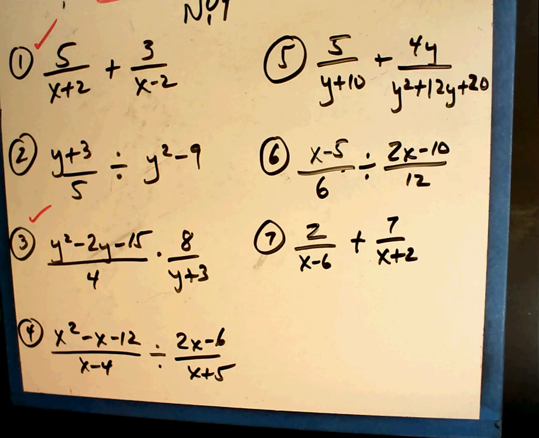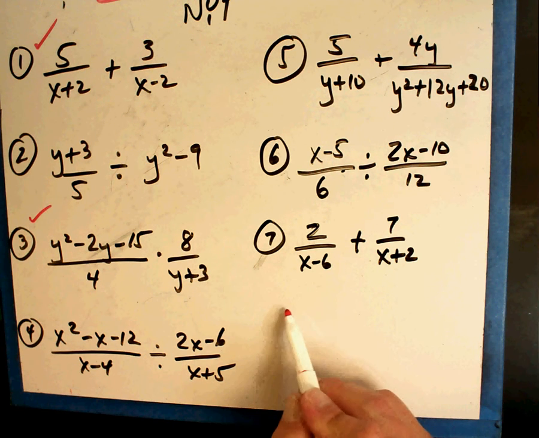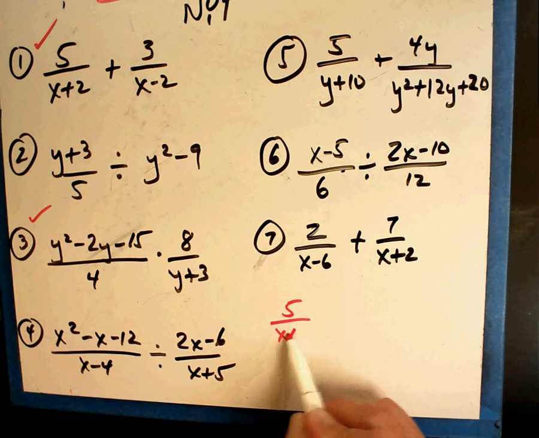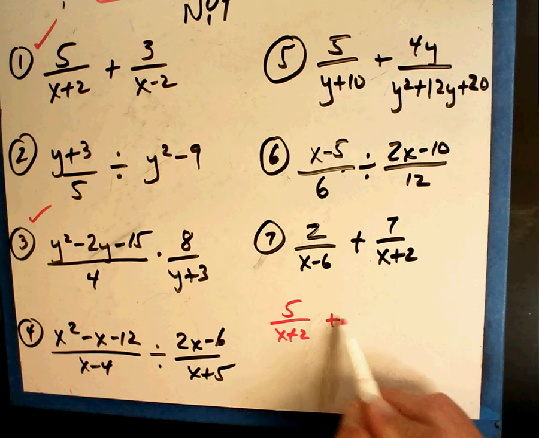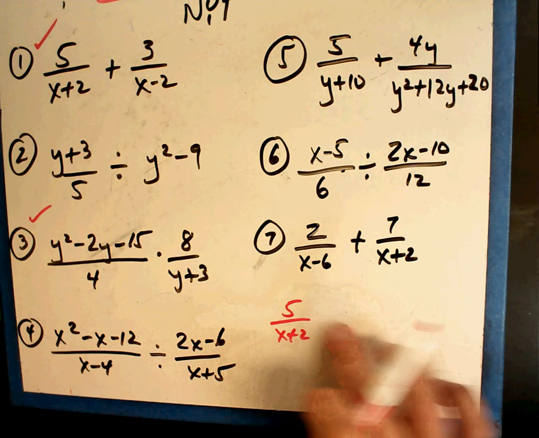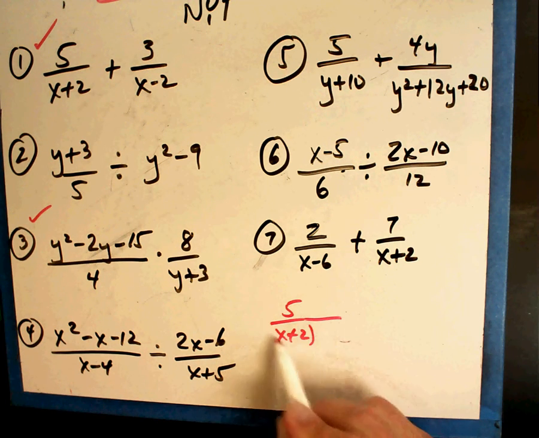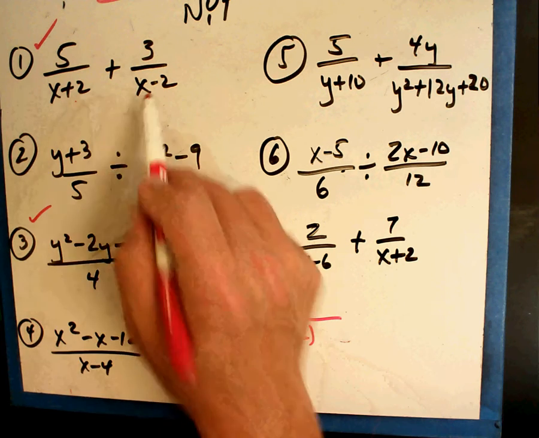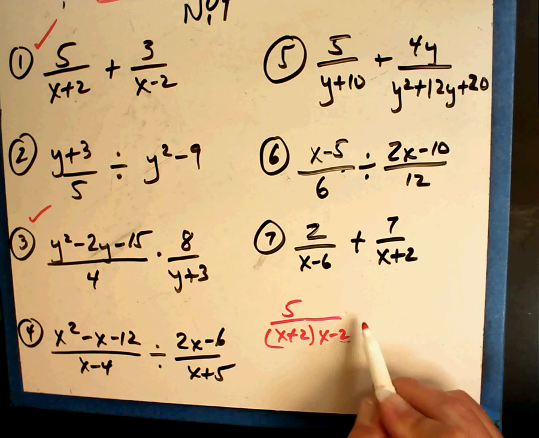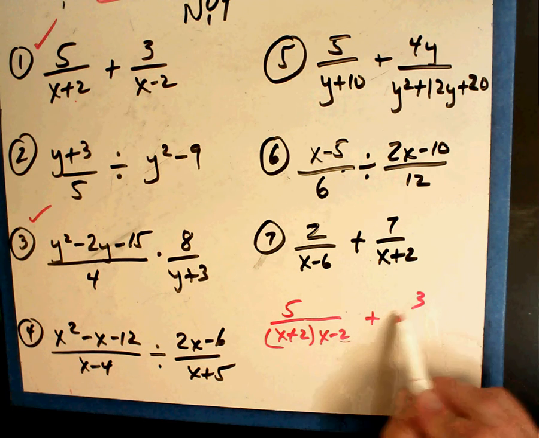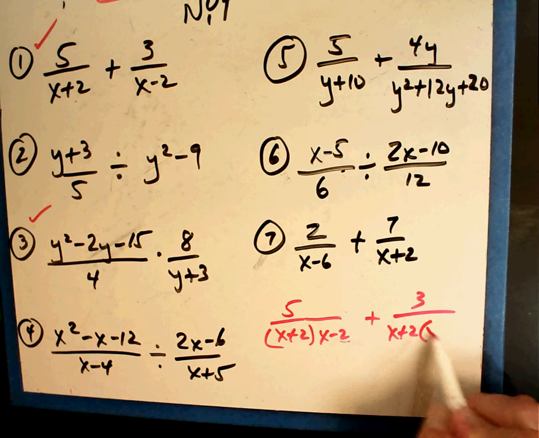All right, I'm going to move it a little bit. Let's see how we did. 5 over x plus 2, don't have a lot of room, so I'm going to cram it in right here. If I'm going to add, that means I have to have both things on the bottom because those two don't match. So x plus 2, x minus 2, and 3 over x plus 2 and x minus 2.